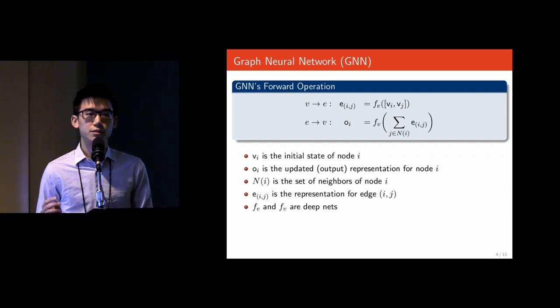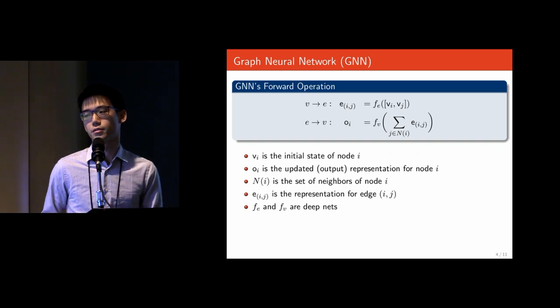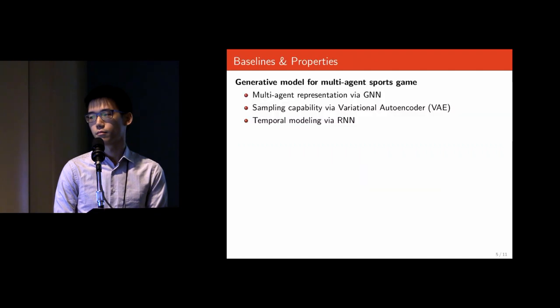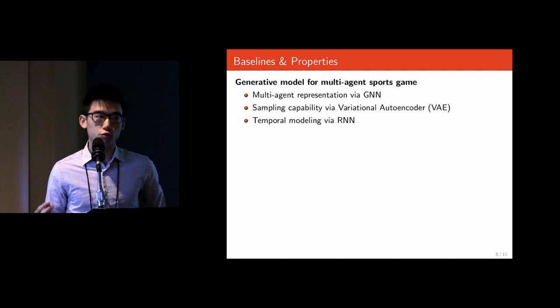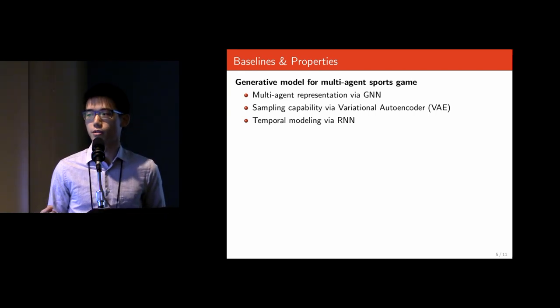Observe that the edge feature vector is computed for all edges, and the summation operator is invariant to the node ordering. The overall representation is permutation equivariant. Therefore, to model a generative model for multi-agent sports games, we use a graph neural network to get a consistent representation. We use a variational autoencoder to get a sampling capability, and we use a recurrent neural network for temporal modeling.